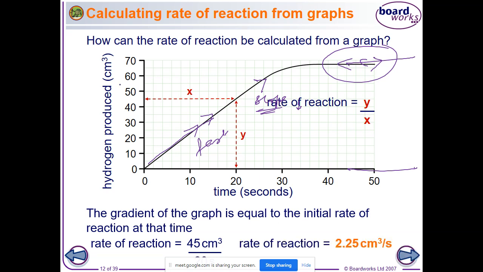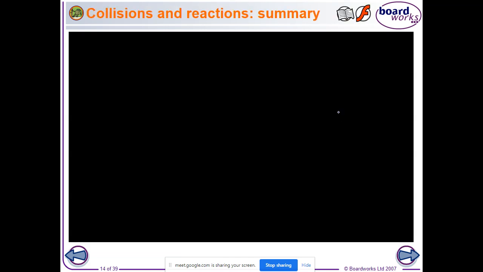Okay, you can find out the coordinates. For example, here is 45 and here is 20. That will give you the rate of the reaction. So the rate of the reaction is whatever gas has been produced upon the time that it has taken. Clear? Okay. Any other doubt? Okay. Next.